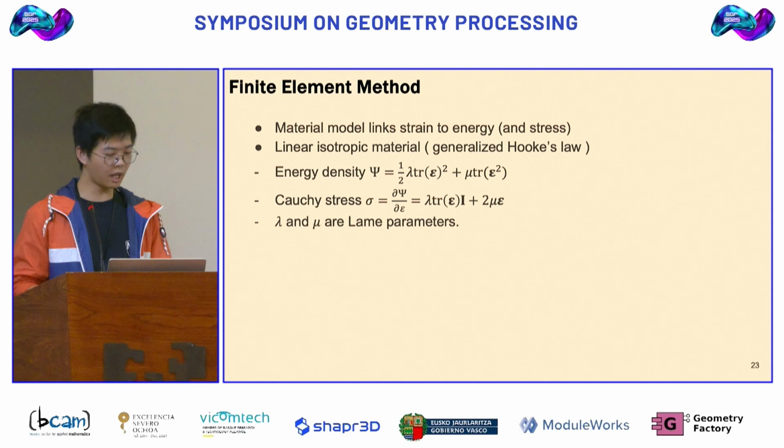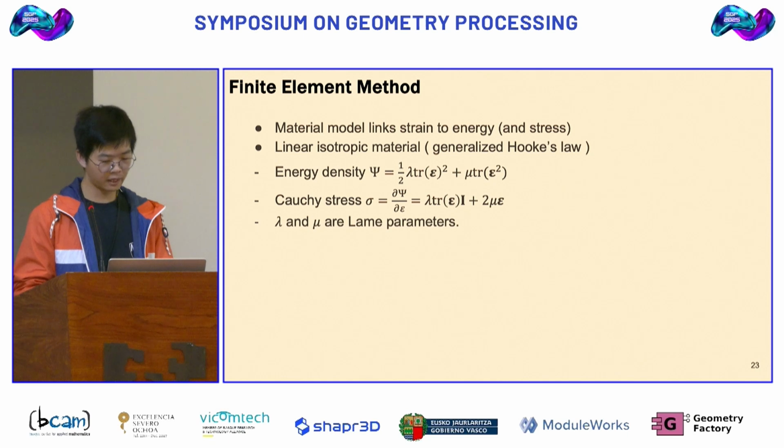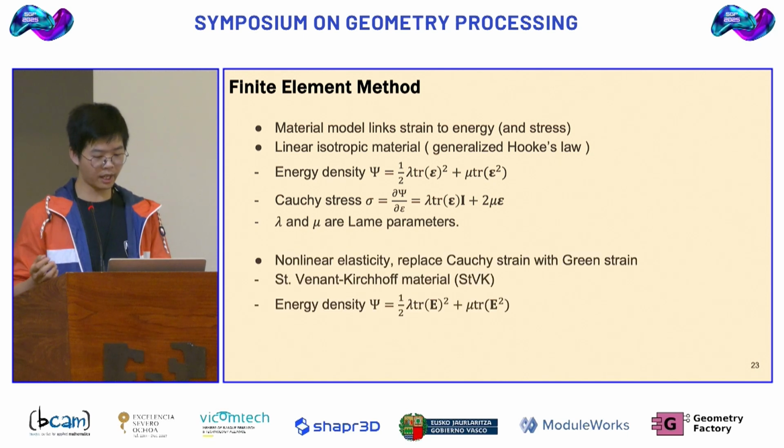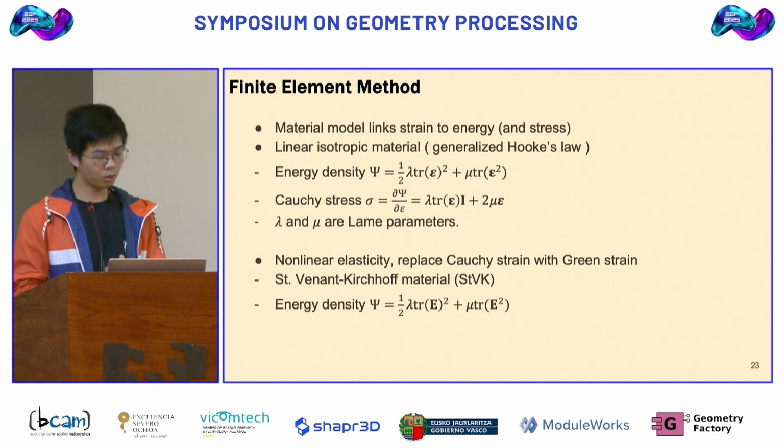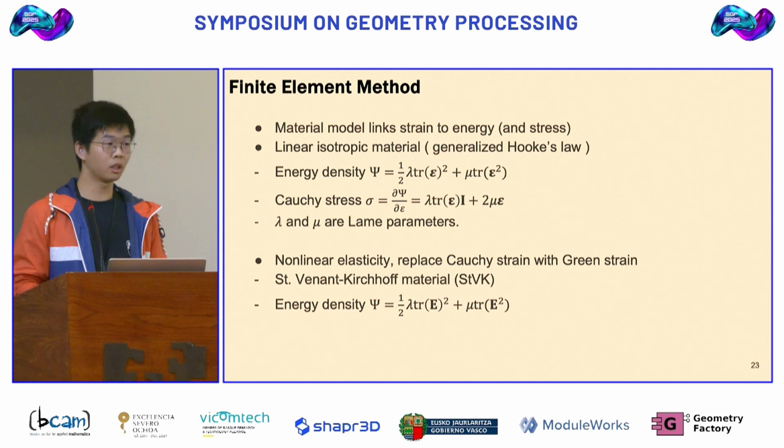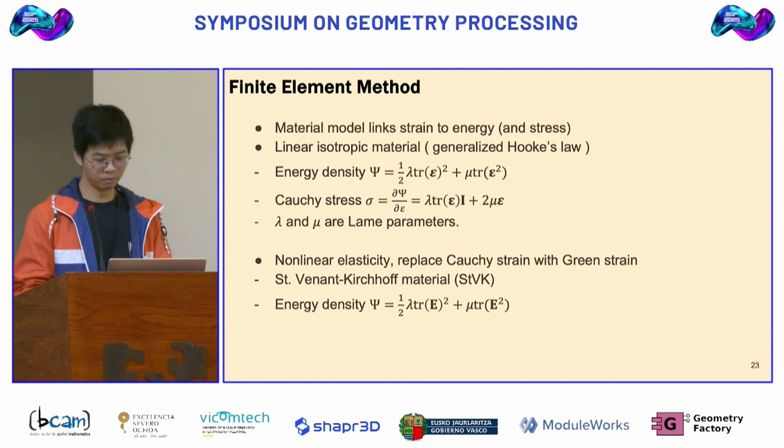And here, this lambda and mu are the parameters corresponding to the material that we are choosing. For nonlinear elasticity, we can replace this Cauchy strain with Green strain, and we arrive at the St. Venant-Kirchhoff material as here. And this is the energy density function. So based on this, we can compute the energy gradients and Hessian for each element. Then we compute the static equilibrium states by solving with Newton's method.